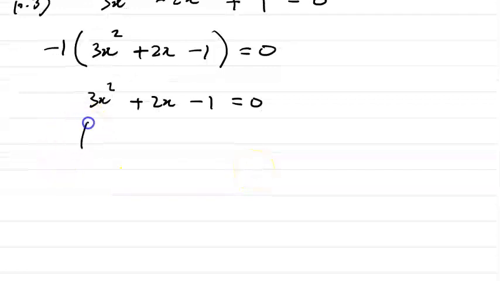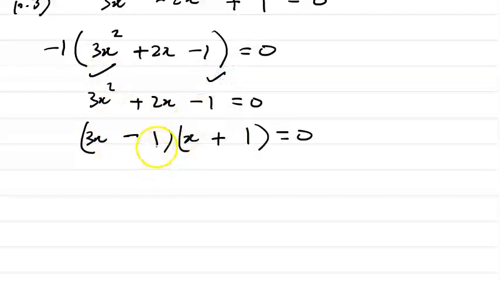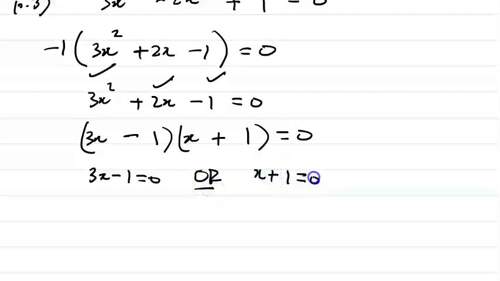Let us factorize. So we'll say 3x times x is 3x squared. Here we got 1 times 1 is 1. Let's get our signs right. So this will be plus and minus. Let's double check. 3x times x is 3x squared. Minus 1 times plus 1 is minus 1. Minus x and plus 3x gives us positive 2x. So therefore, 3x minus 1 equals 0, or x plus 1 equals 0.